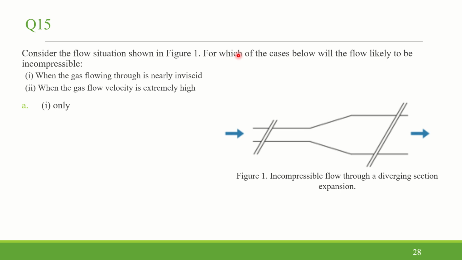Here it is asked, for which of the cases below will the flow likely be incompressible? So both are false only. Option A, 1 only. Option B, 2 only. Option C, 1 and 2. Option D, neither 1 nor 2. Now we know that both the statements are false. So the answer is option D, that is neither 1 nor 2 is the right answer. Option D is the right answer.